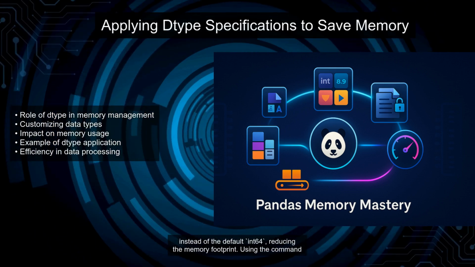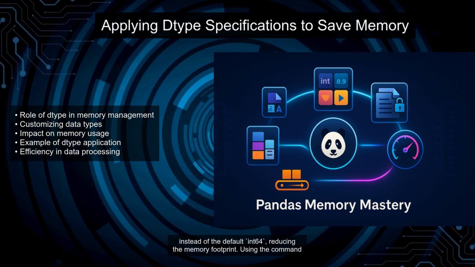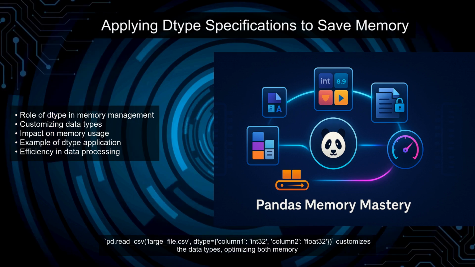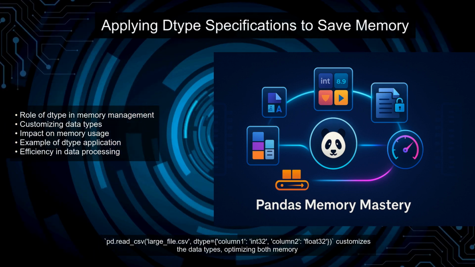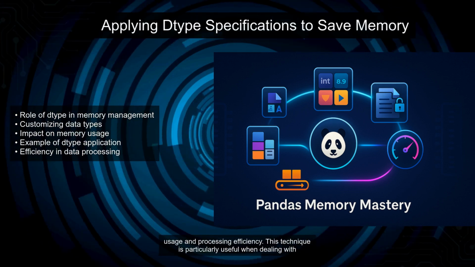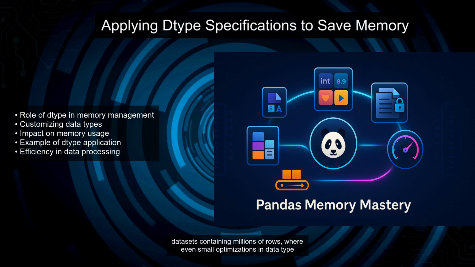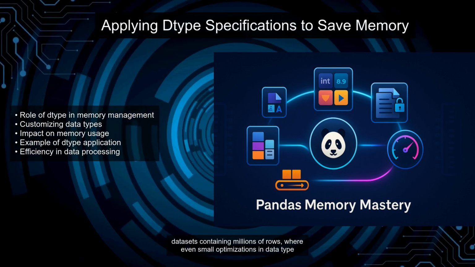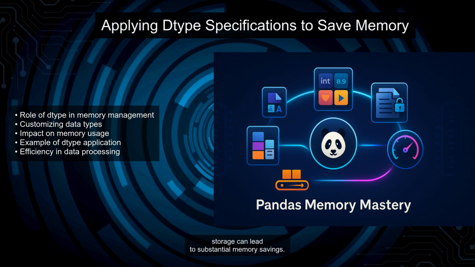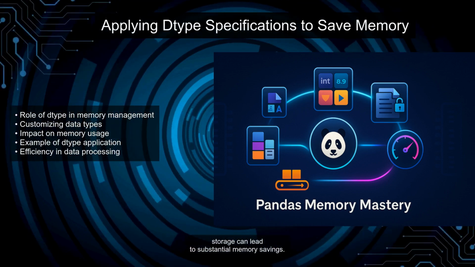Using the command pd.read_csv('large_file.csv', dtype={'column1': 'int32', 'column2': 'float32'}) customizes the data types, optimizing both memory usage and processing efficiency. This technique is particularly useful when dealing with datasets containing millions of rows, where even small optimizations in data type storage can lead to substantial memory savings.